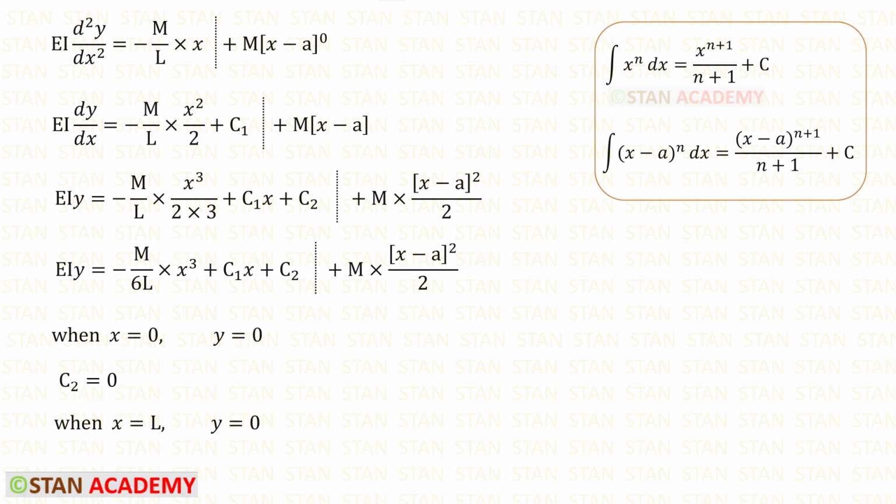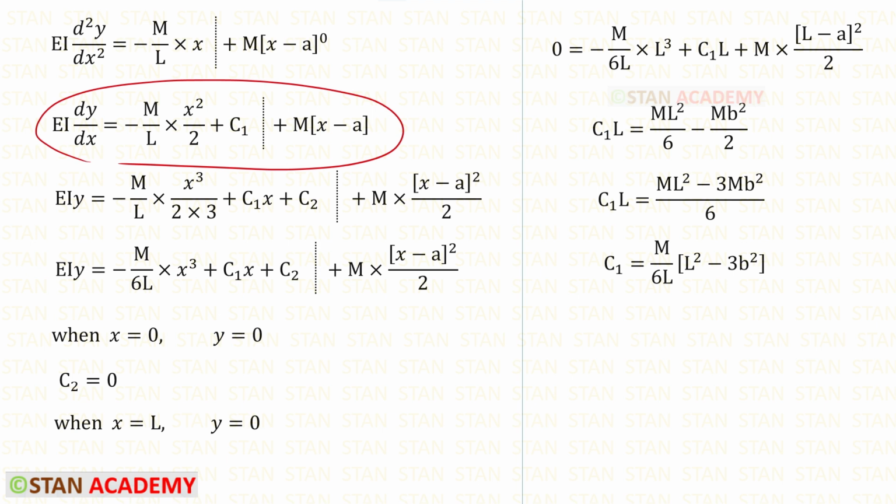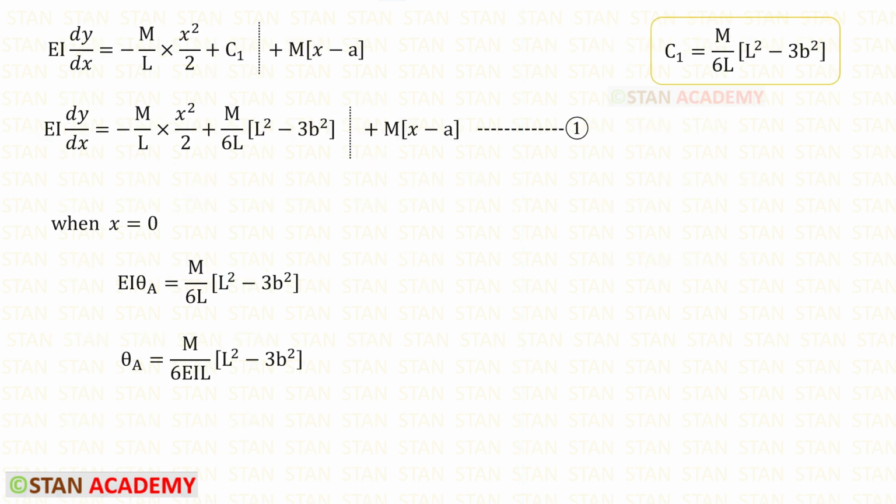At point B also, there is a vertical support. So when x is L, the deflection y will be 0. Now we have to take all of them. In this one, let us apply these three. We can take these two terms on the other side. L minus A will be B. For C1, we will get this. First, let us take the slope equation. In the slope equation, let us apply the expression for C1. Let us keep this equation as number 1.